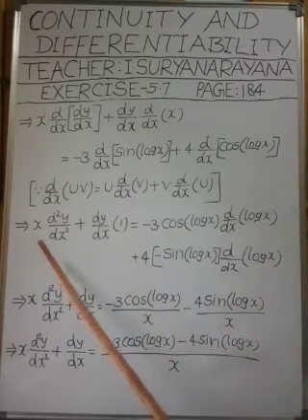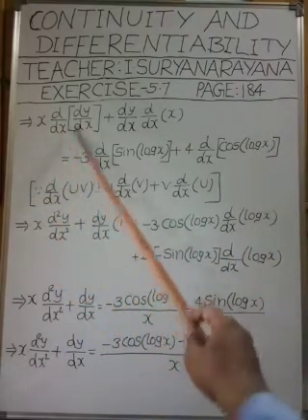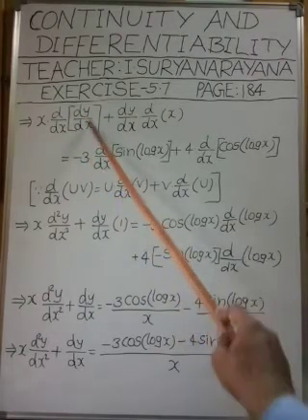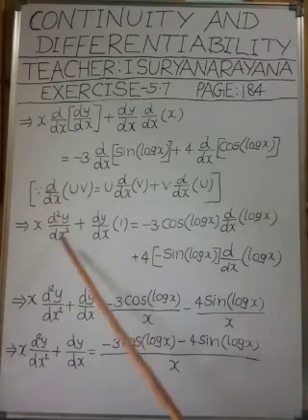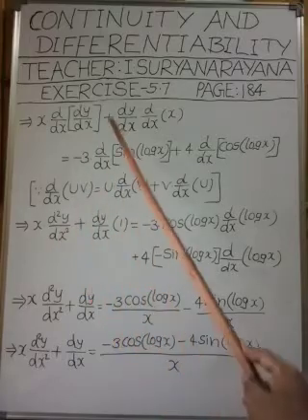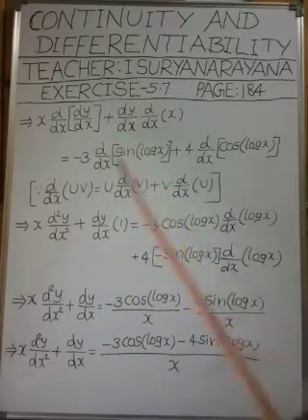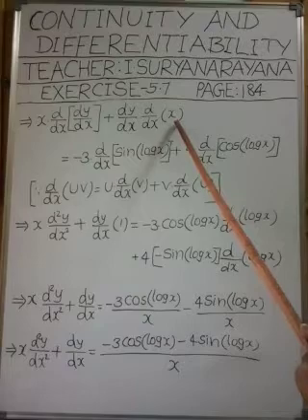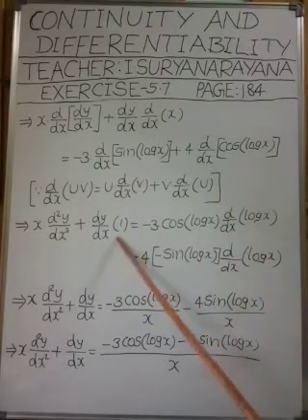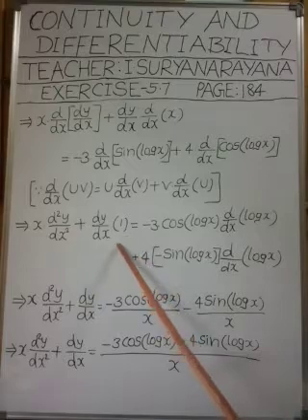Right. This implies x into d by dx of dy by dx. What is the value of d by dx of dy by dx? Yes, d square y by dx square. Understood this first term, my children? Right. Plus dy by dx into d by dx of x. What is the value of d by dx of x? Right, 1. Understood this second term, my children, in LHS?